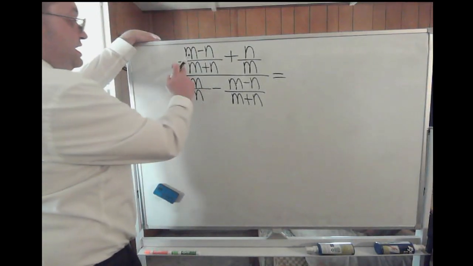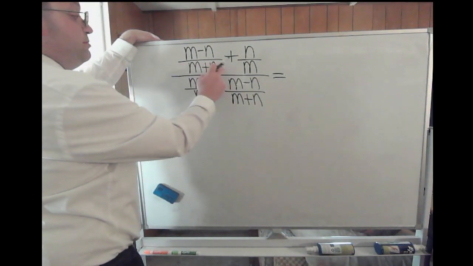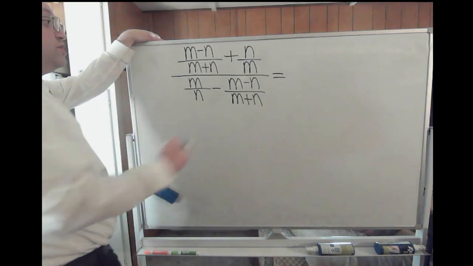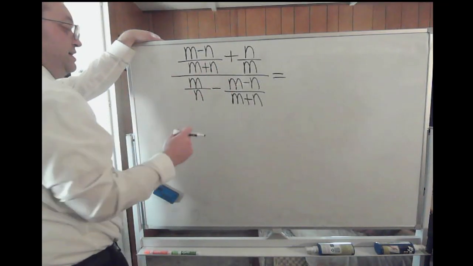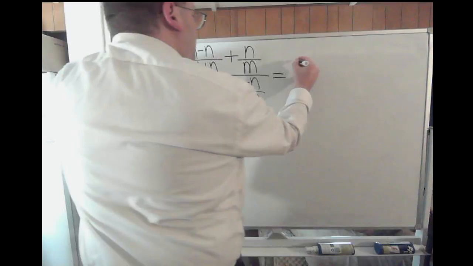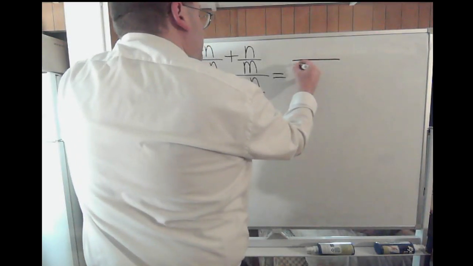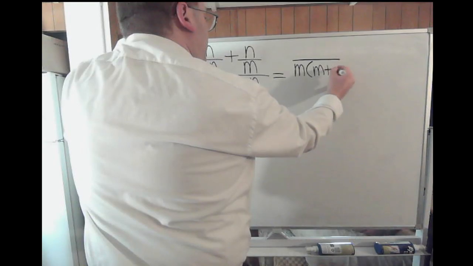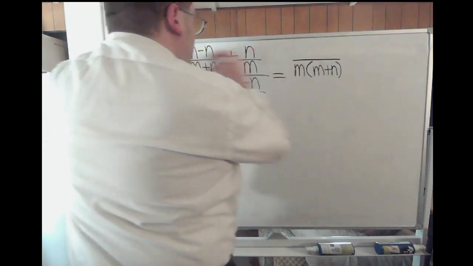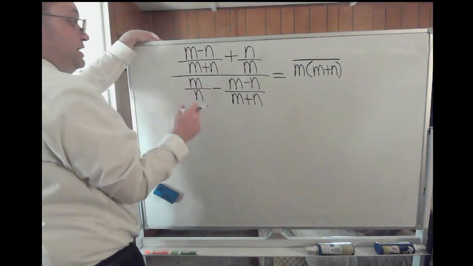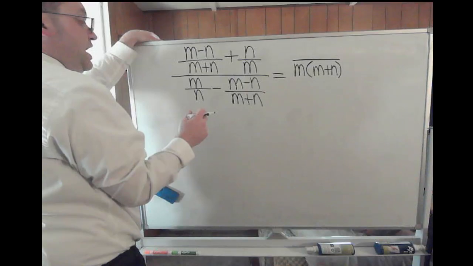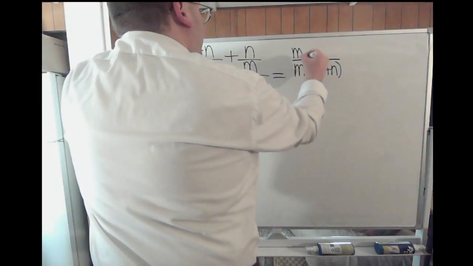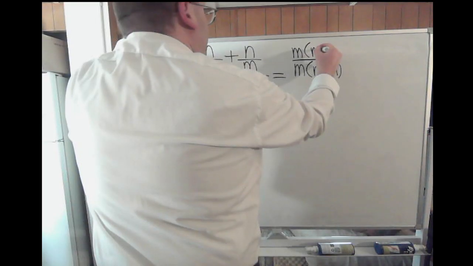You have two denominators in the numerator. You have m plus n and just plain m. The least common denominator is going to be m times (m plus n). So we'll go ahead and do that for the first expression in the numerator. I had to multiply by m, which means I have to multiply my numerator by m also.